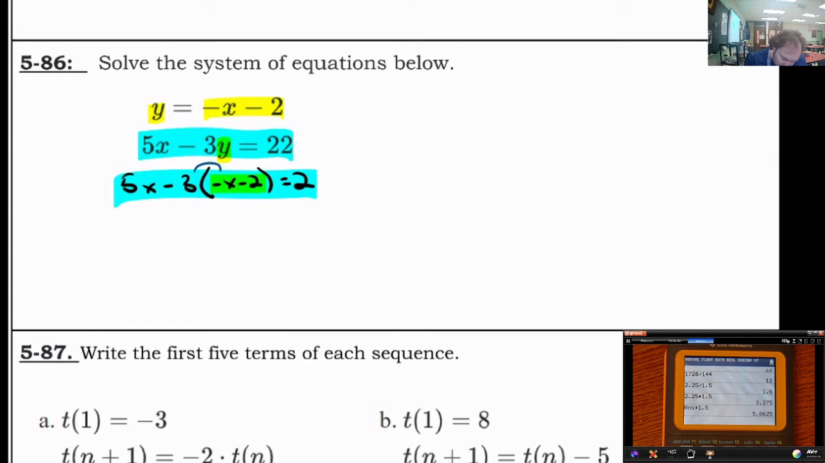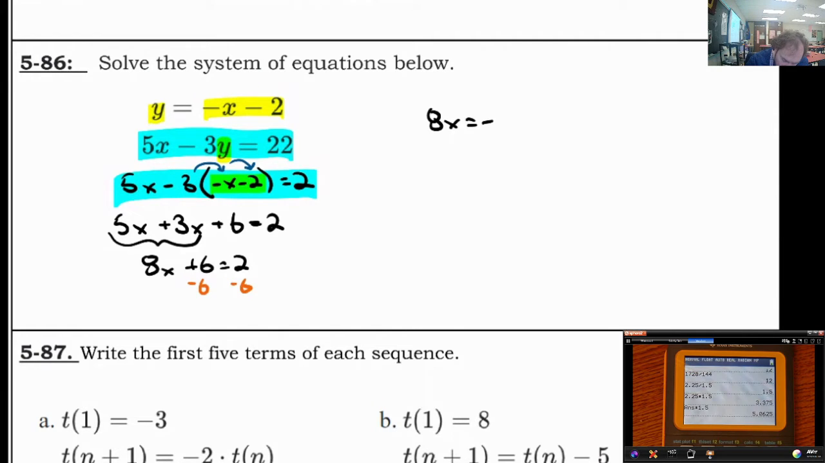Let's go ahead and do the distribution. We're going to be careful here because that's negative. So this is 5x plus 3x plus 6 equals 2, like that. We can combine these like terms together. That's going to be 8x plus 6 equals 2. Then we'll subtract the 6 from both sides, and we'll get 8x equals negative 4. Then finally, we'll divide the 8 on both sides, and we will get x equals, well, it's negative 4 over 8, which is the same as negative 1 over 2.